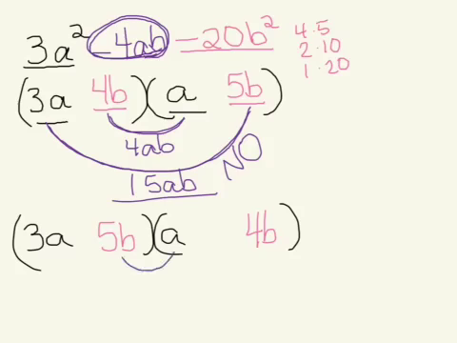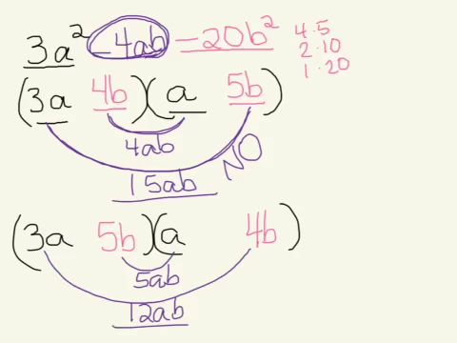What does the inside product give you? 5ab. What does the outside product give you? 12ab. If I added those numbers together, a 12 and a 5, is there any way they would add up to negative 4ab? No, it doesn't matter what you do to the signs. So that means we are not going to use 4 and 5 as our factors, because there's just no way for them to give us what we need. But we're not done trying. We still have the possibility of 2 and 10 or 1 and 20. So let's try the 2 and 10 next and see if that works.